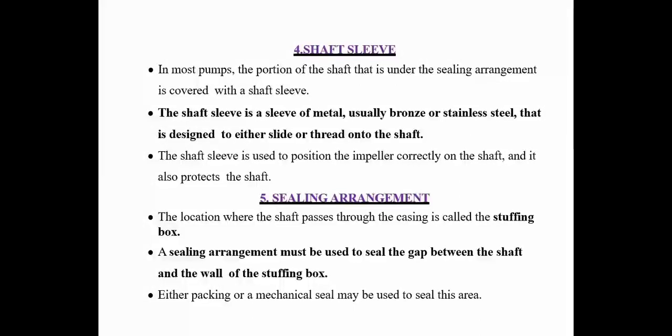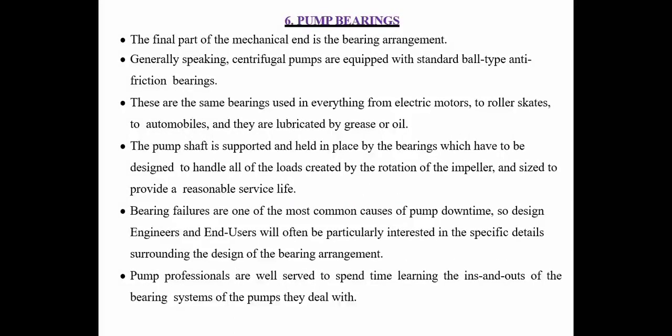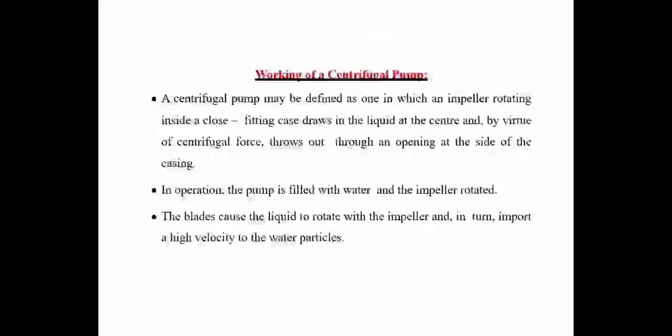And the next part is the sealing arrangement. The sealing arrangement is used to seal the gap between the wall of the stuffing box and the shaft. What is a stuffing box? The stuffing box is the portion of the shaft where the casing is placed. At that point we have to seal the entire arrangement because there may be some leakage, and that leakage will cause problems for the pump. So to avoid that leakage we seal that portion, and that arrangement is known as the sealing arrangement. And there will be a number of pump bearings for fitting all these things together. They are known as pump bearings.